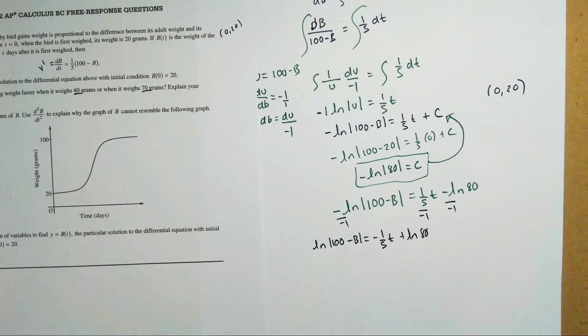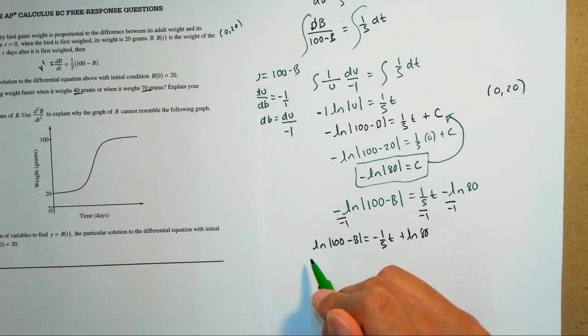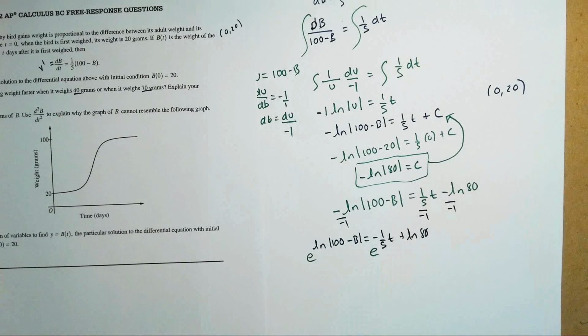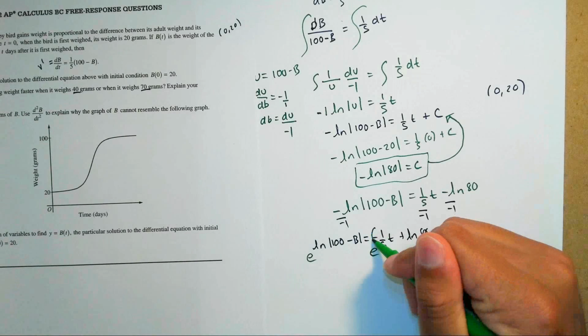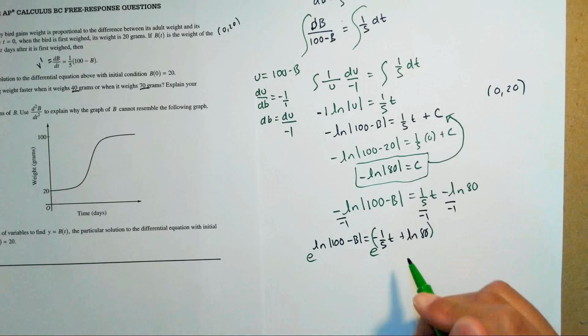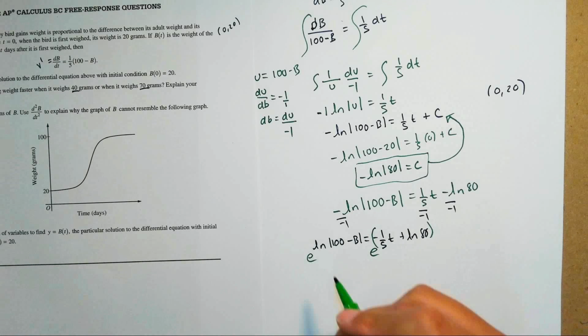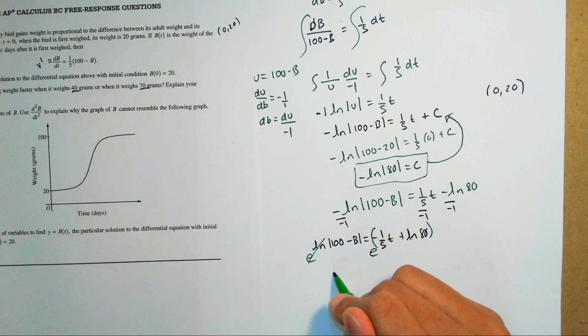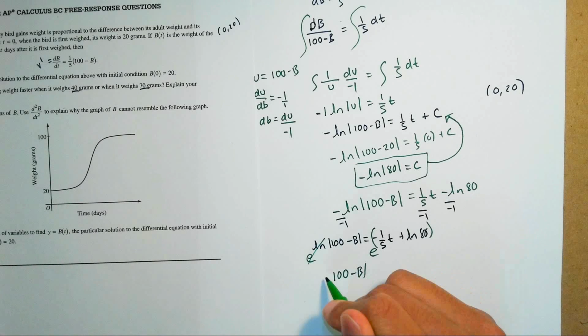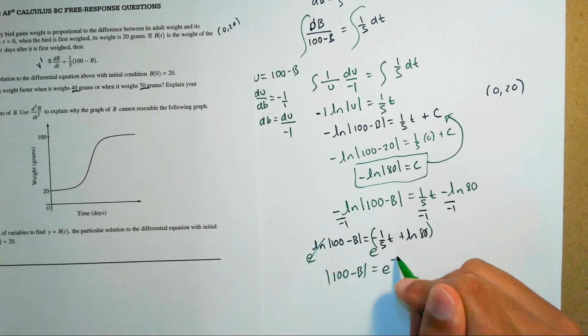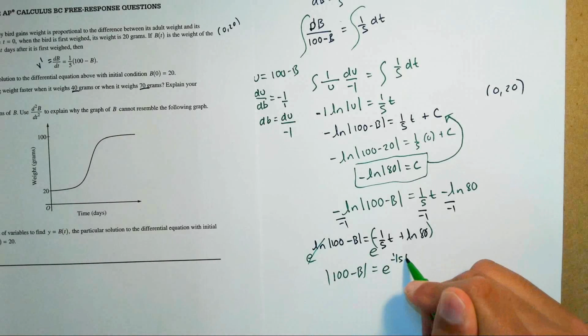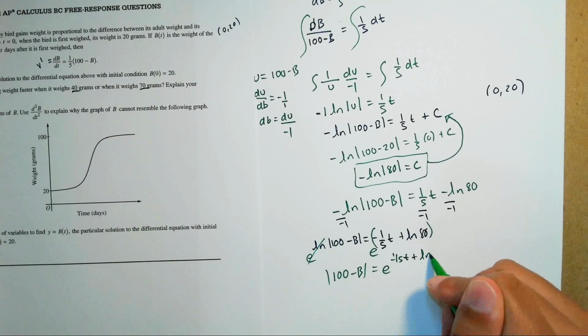In precalculus and algebra, how do you get rid of an ln? Well, hopefully you're saying that in order to get rid of an ln, I have to put e to both sides, which means all of this is going to be e raised to that expression. Now e and the ln are going to cancel out, which is going to leave me with the absolute value of 100 minus b is equal to e to the negative 1/5 t plus ln of 80.